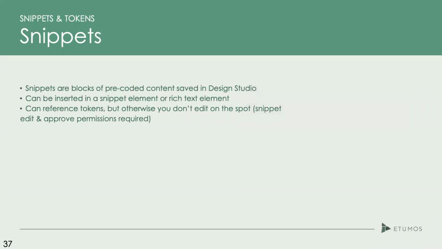I mentioned snippets before when we were talking about elements. Snippets are blocks of pre-coded content that are saved in Design Studio. They can be inserted into the place of either a snippet element or a rich text element. They can, however, include token references, and that's where the risk could come in. Otherwise, you can't edit snippets on the spot.